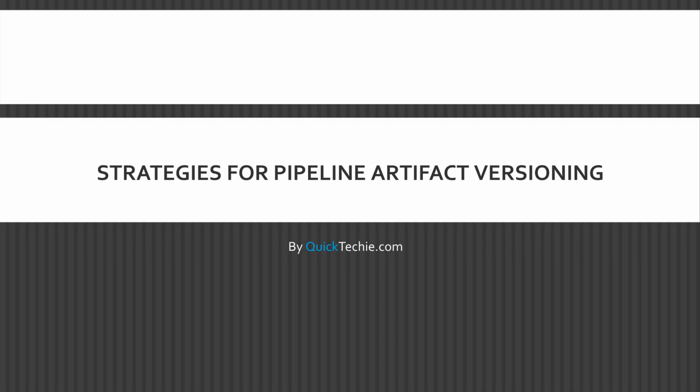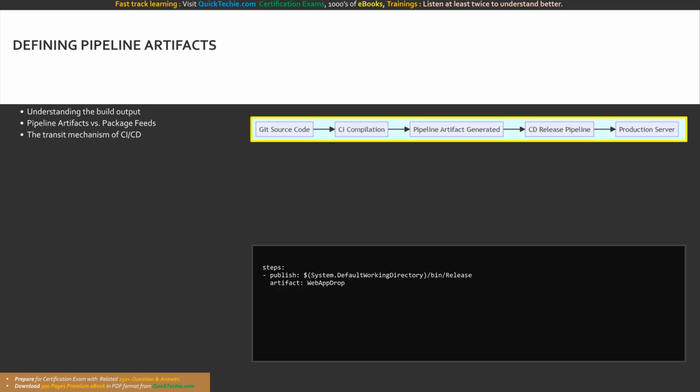Continuing our exploration of package management, this highly focused session delves into how to critically design and implement a versioning strategy specifically for your pipeline artifacts. When designing a package management strategy, it is critically important to differentiate between long-term shared code libraries like NuGet or NPM packages and transient pipeline artifacts.